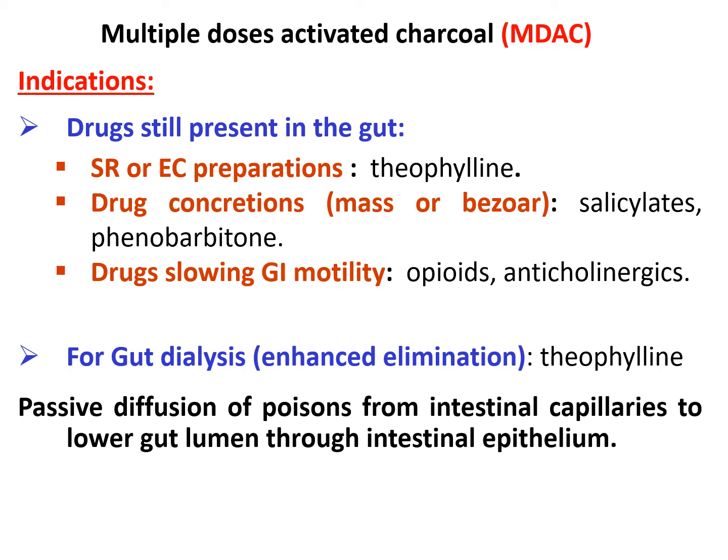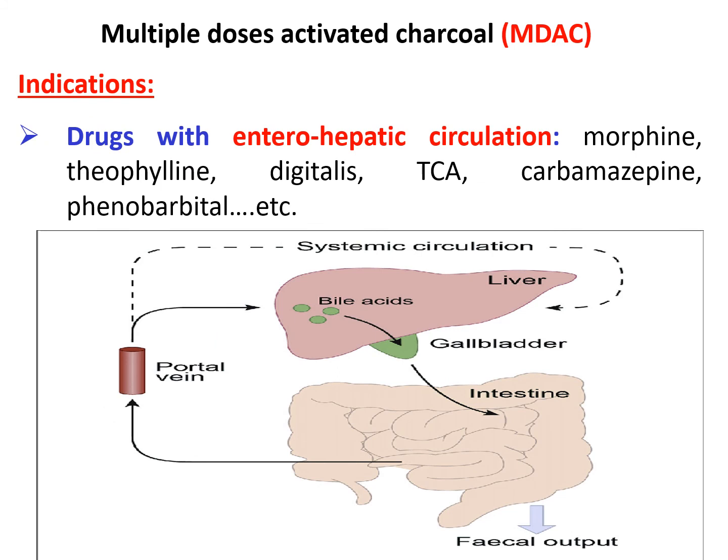Another important indication for using multiple doses of activated charcoal, also considered one of the methods of enhanced elimination, is to use repeated doses of activated charcoal in drugs with enterohepatic circulation. What is meant by enterohepatic circulation? Entero refers to the intestine and hepatic refers to the liver. So the toxin will be absorbed from the intestine, pass through the portal vein to the liver, and be excreted through bile into the intestine again. So there is a cycle.